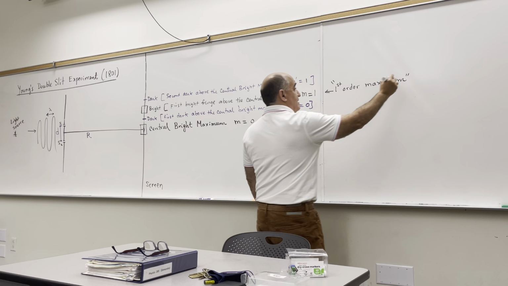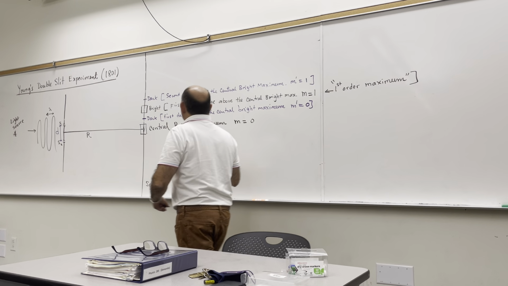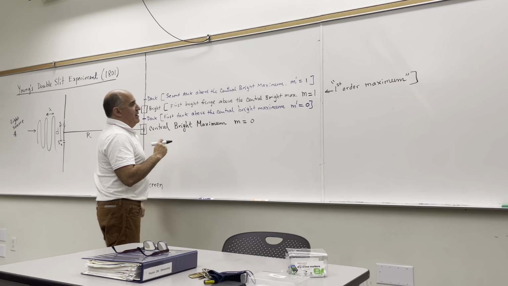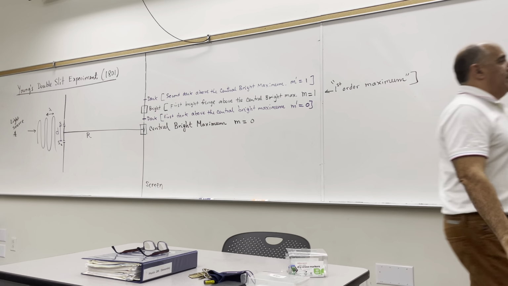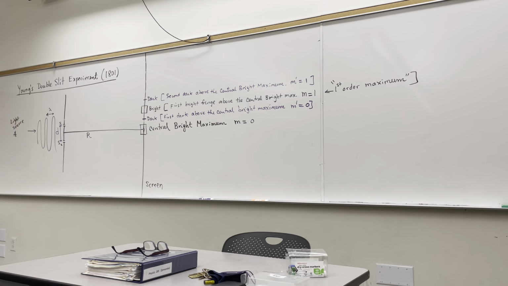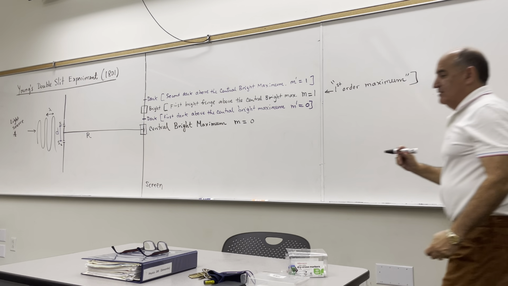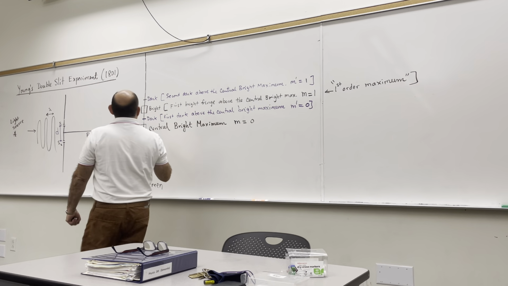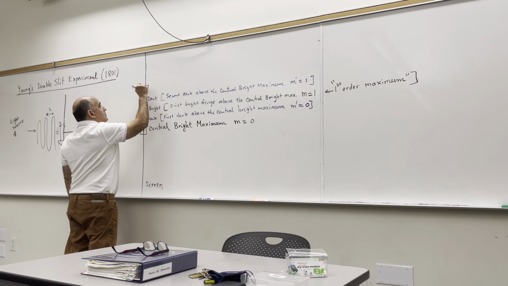And we can keep doing this. I'll do 2 more. If I keep moving off, am I going to get to a path length difference of 5/2 lambda or 2 lambda? 5/2 is 2.5 lambda. Or 2 lambda. 2 lambda, which is going to be bright. So the next one is going to be bright.